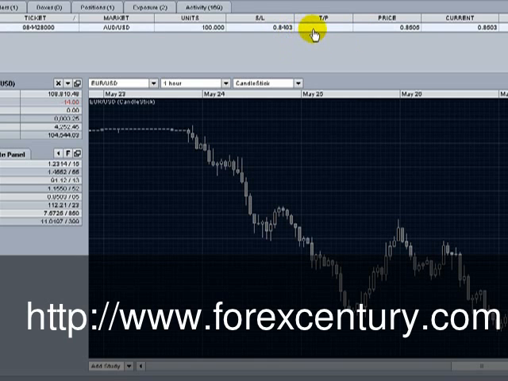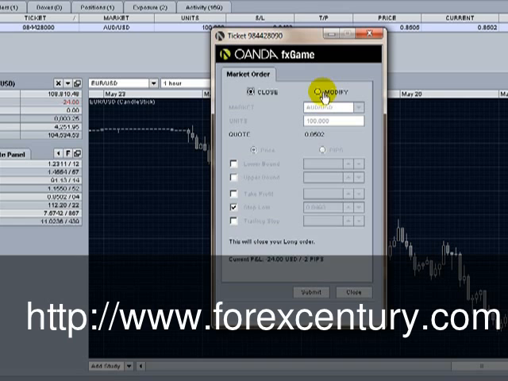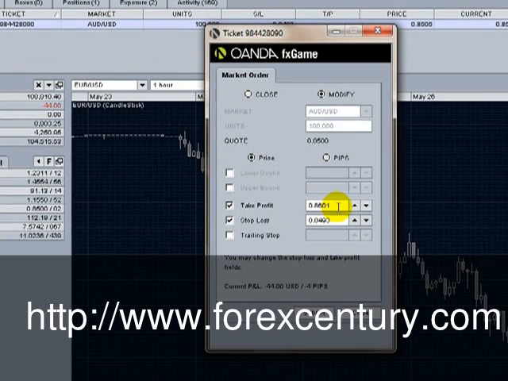And I'm also going to set a profit target just in case this trade takes off very rapidly towards the target. So I'm going to place my profit target also 12 pips away from the entry price, so that'll be 85.17. So let me just modify that and put a take profit in at 85.17.